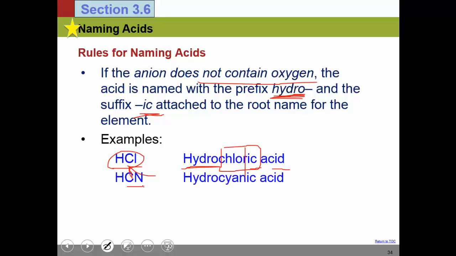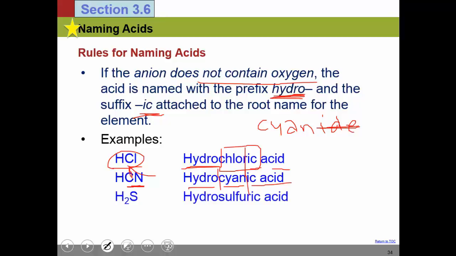For HCN, the CN, this was the cyanide ion. It's a polyatomic ion, so we're going to use the element root, so cyan. So hydrocyanic acid. If we had H2S, again, hydro, and here we have sulfur. Now, the element root is not sulf. It's actually the entire word of sulfur, sulfuric acid. And that's just a historical way of naming, unfortunately, so we just have to get used to those. So practicing will help us name.